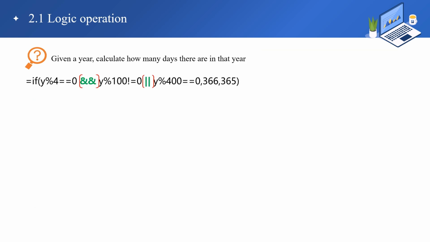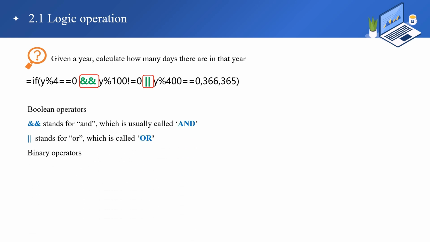What are the remaining && and ||? These are the Boolean operators. && stands for and, which is also usually called AND in programming. || stands for or, which is also called OR in programming. Both && and || are binary operators, that is, like addition, they have two operands.